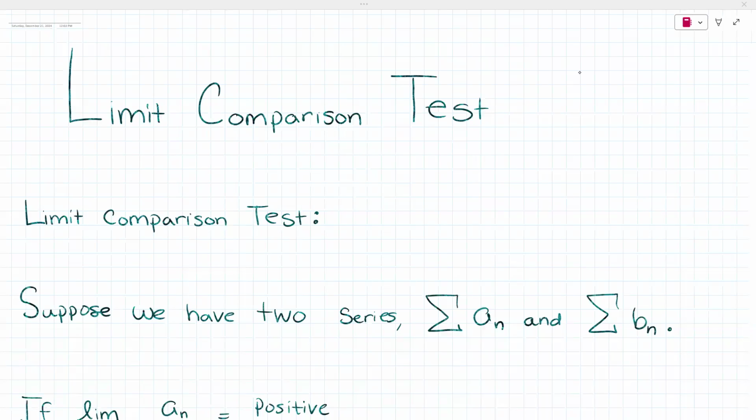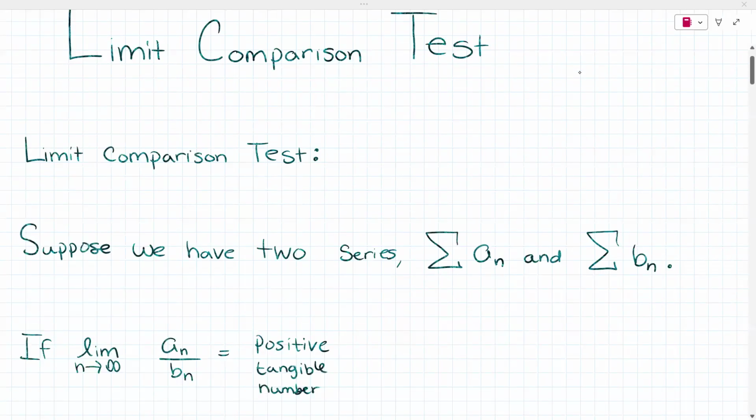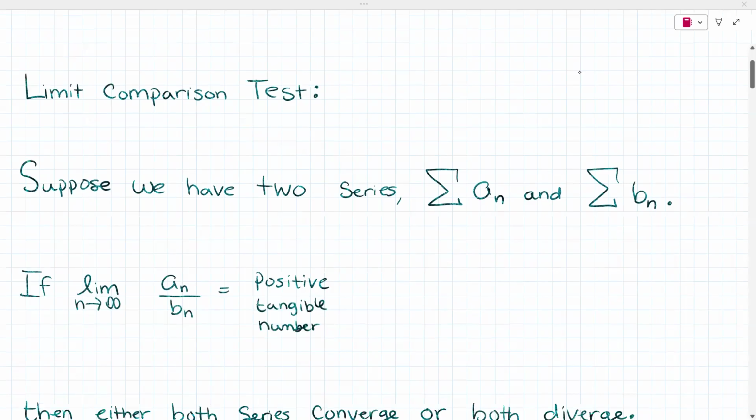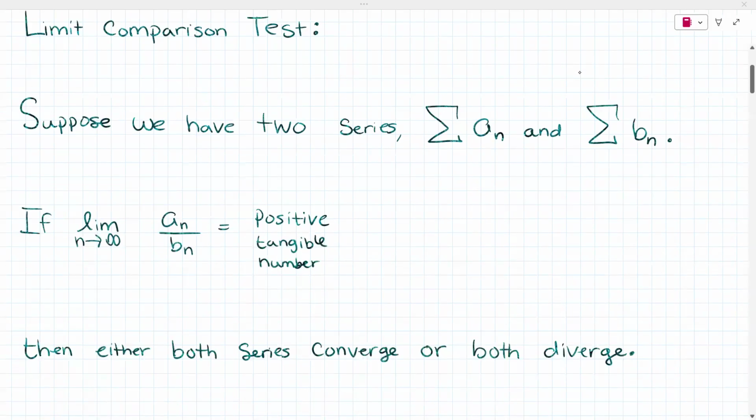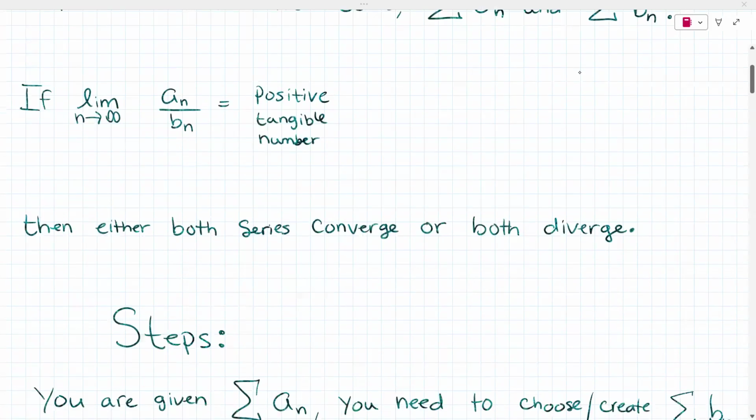In this video, we will go over the limit comparison test. So yeah, limit comparison test. Suppose we have two series. If the limit as n approaches infinity of a_n over b_n equals a positive, tangible number, then either both series converge or both diverge.